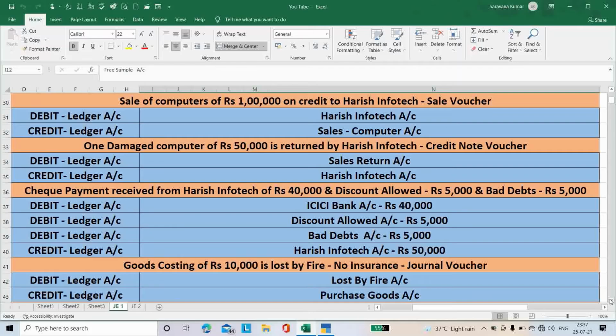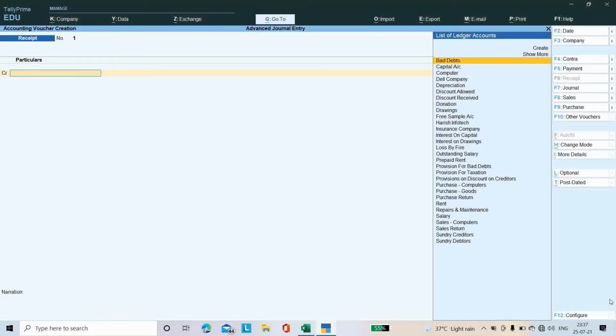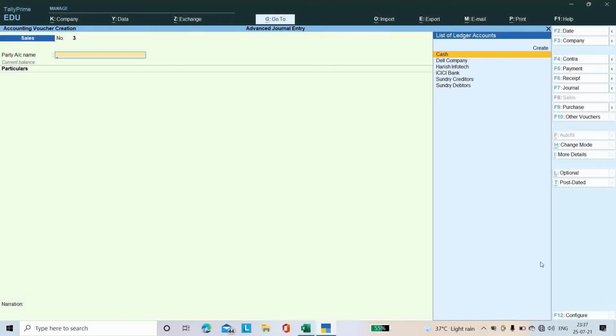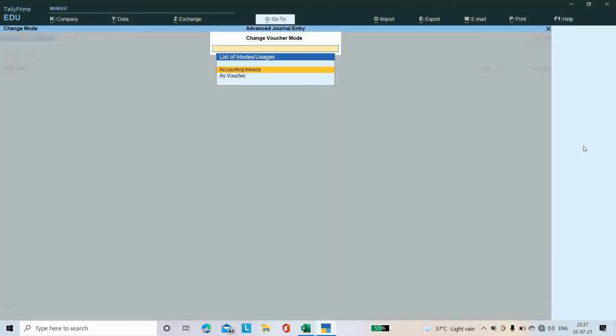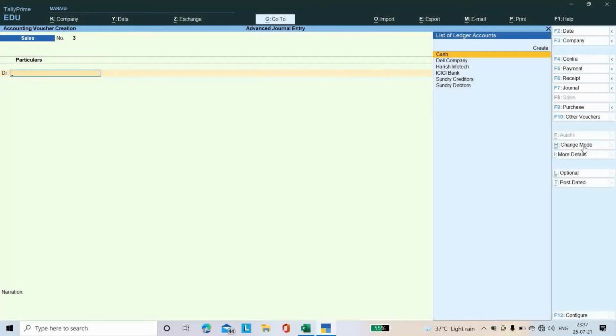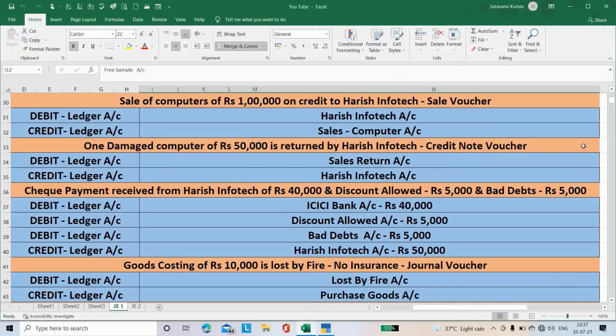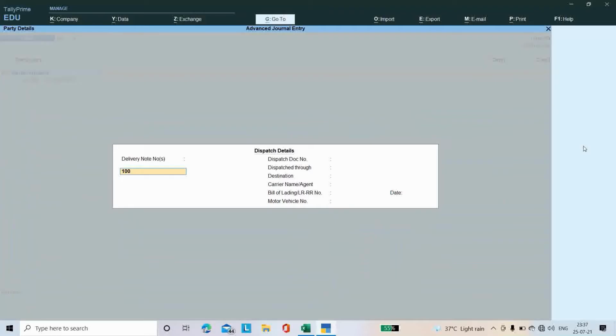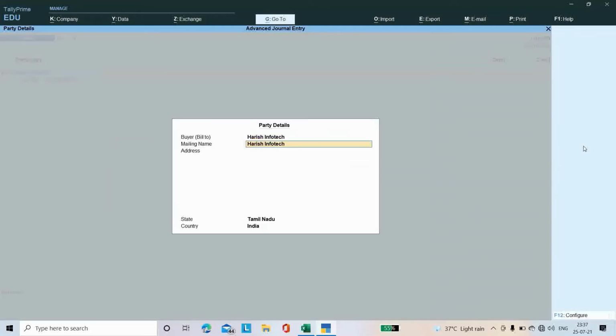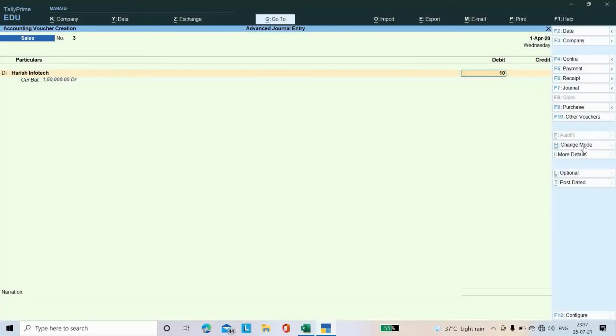This you have to enter in sales voucher. Shortcut key for sale voucher is F8. Then click change mode, select as voucher. So debit Arish Infotech 1 lakh, credit is sales computers.